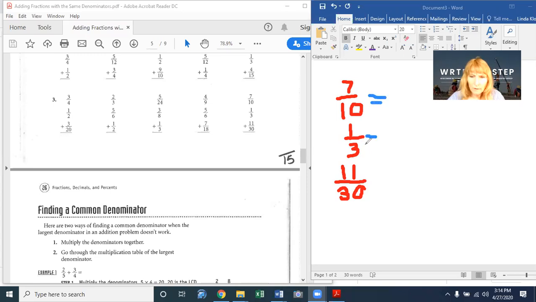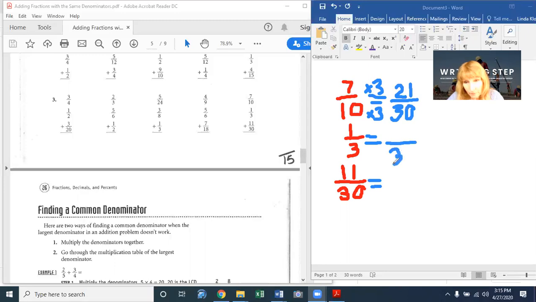I know that 10 times 3 will give me 30, and I know that 3 times 10 will give me 30, so I'm going to use 30s right here. So 10 times 3, we said, gave us 30, so I times it by 3 to get to 30. And I'm going to times my 7 by the same number, 3. 7 times 3 is 21. Do the same with this one because they all have to be 30s now.